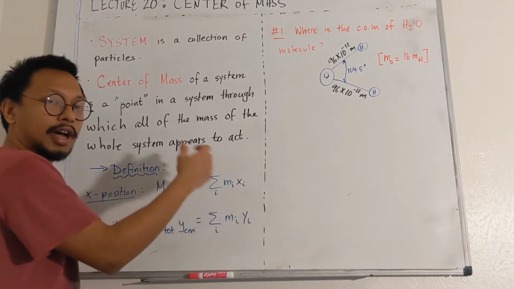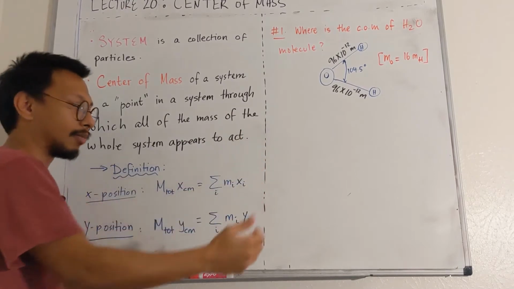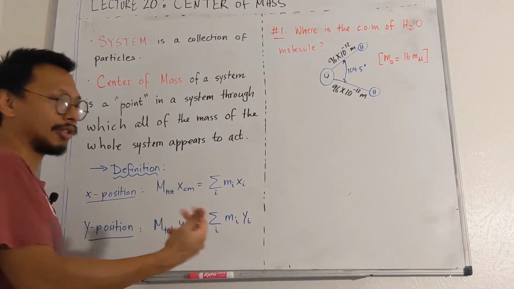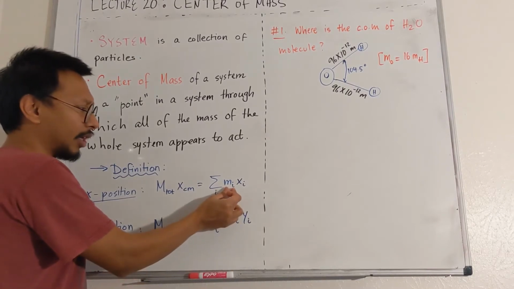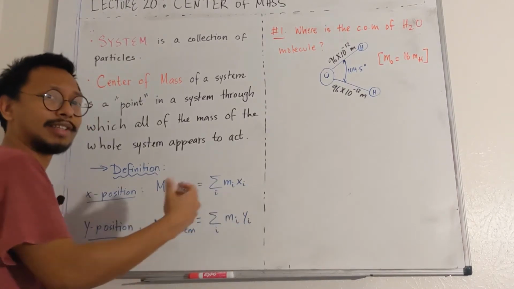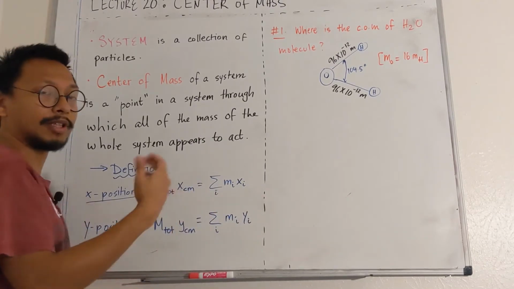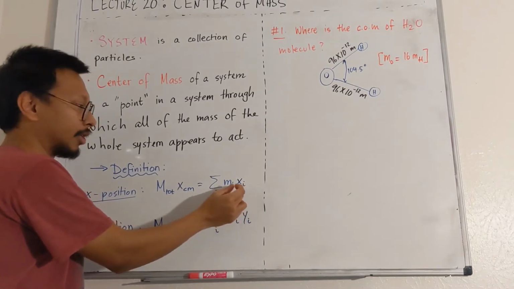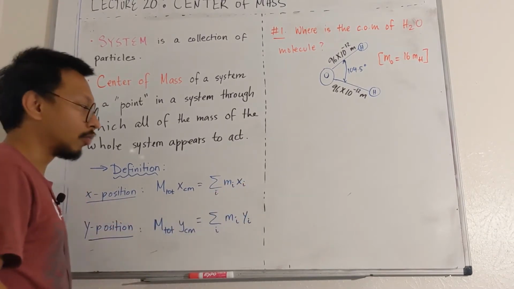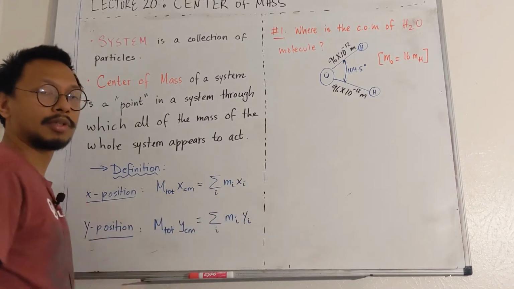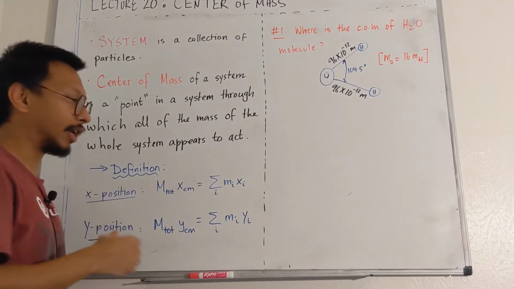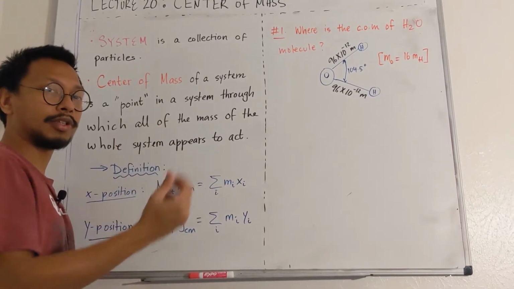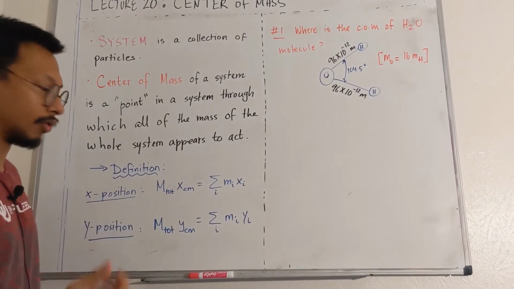Now i denotes the ith object in the system. So i equals 1 means the first object, i equals 2 means the second object, and so on and so forth. Each individual mass, m1 is the mass of the first particle, m2 is the mass of the second particle, and so on, multiplied by its individual position. So m1 times x1 gives the mass times the coordinate for the first particle. m2 times x2 gives the mass of the second particle times its x position, and so on and so forth.